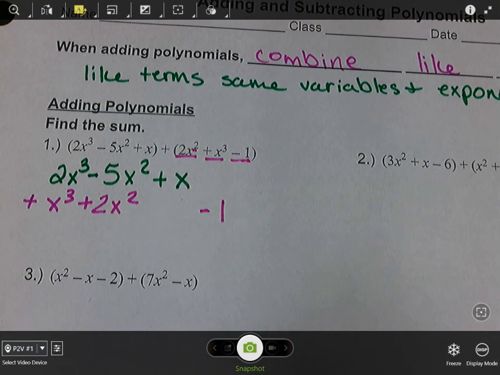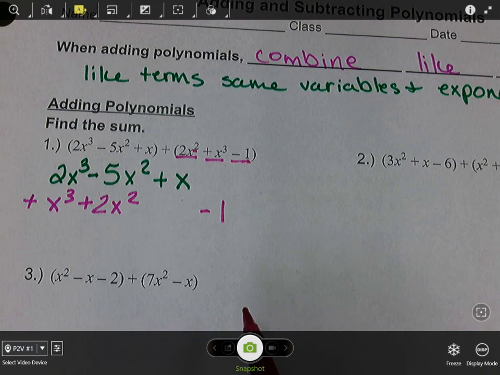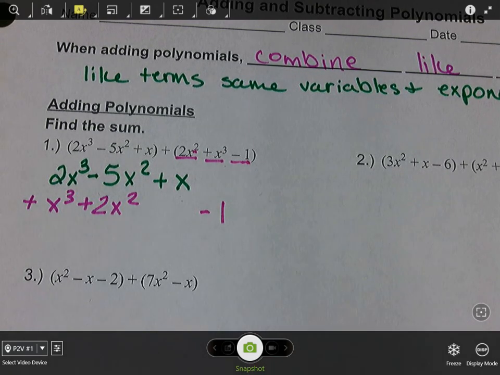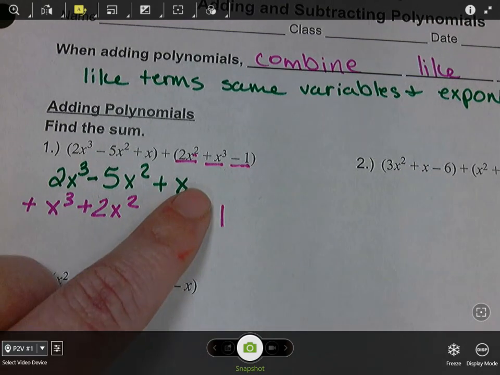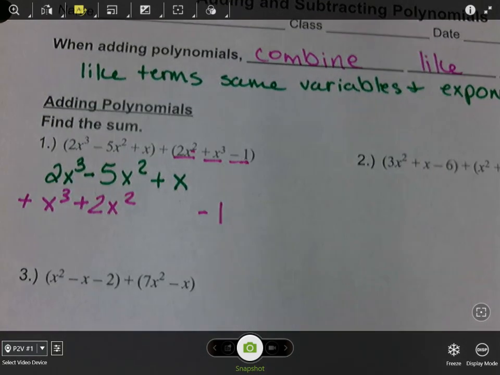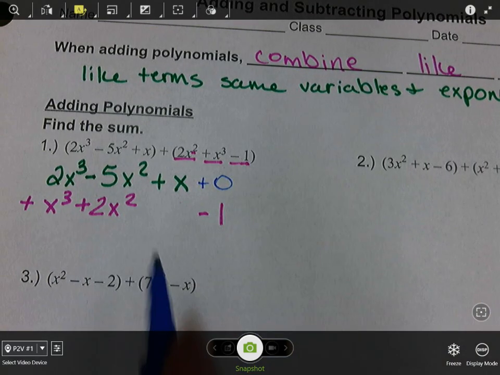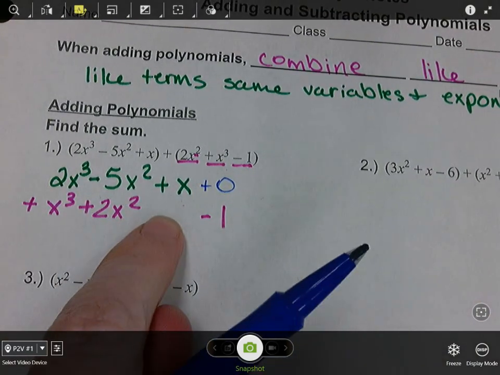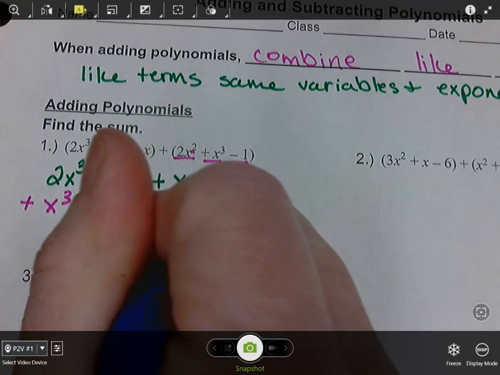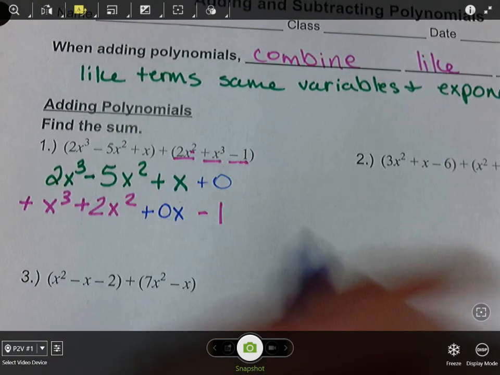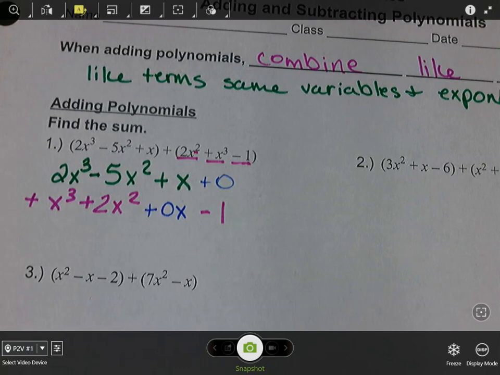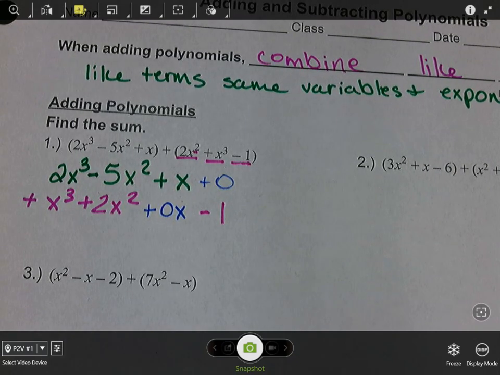And then to help you out, you can either leave those spaces blank or you can put in zeros in the missing spots. So for instance, here, this top number doesn't have a constant, so you can put plus 0 there. And here, this one doesn't have a linear term, it's missing an x, so you could add in a plus 0x just to take up space. You don't have to put those zeros in there, but you can if you want to, so you don't think you're missing anything.